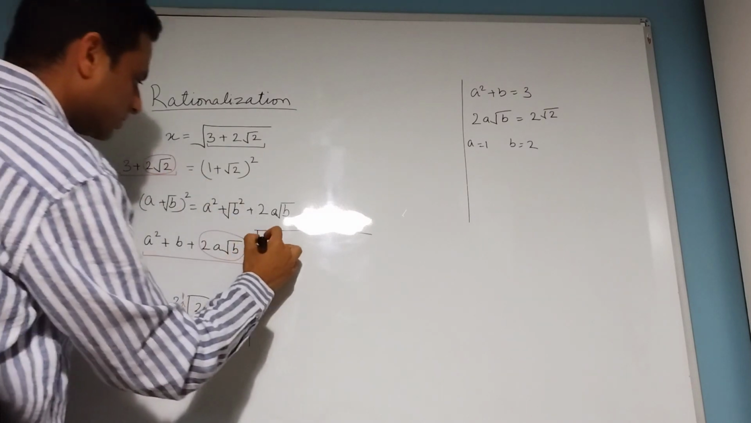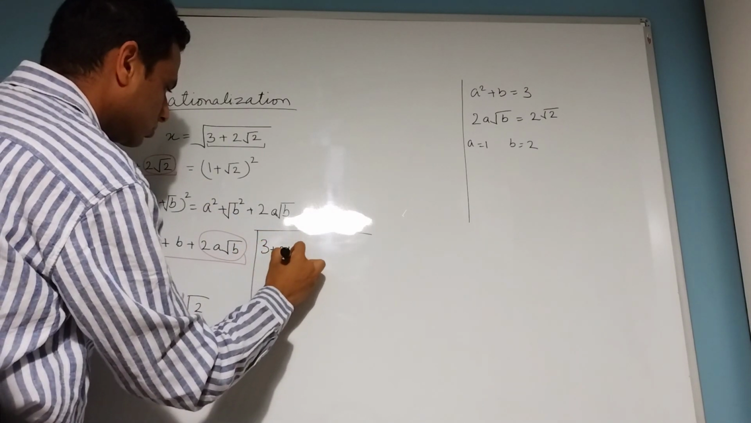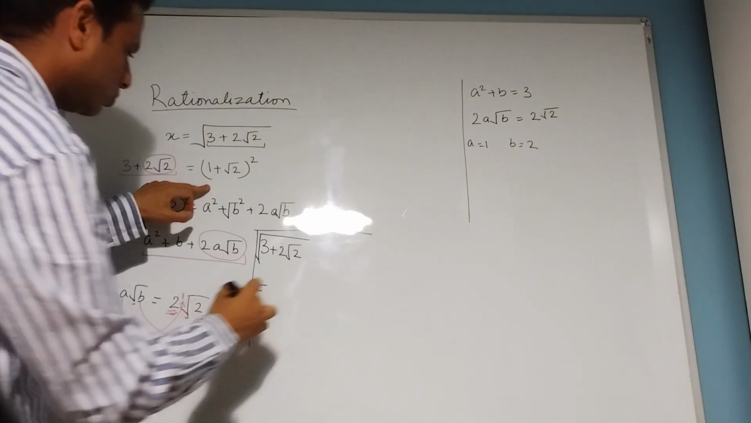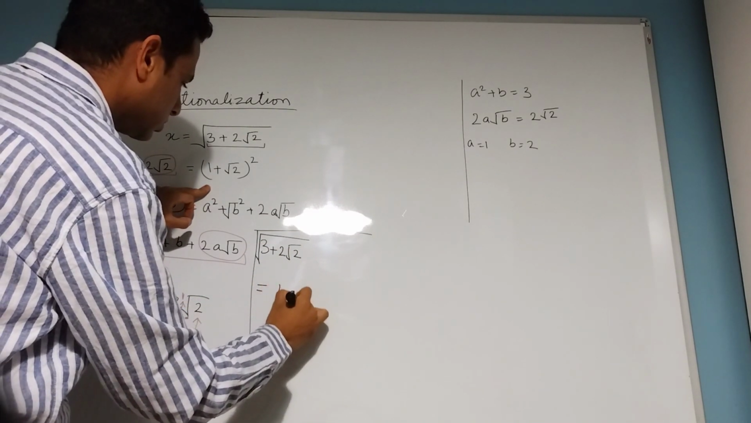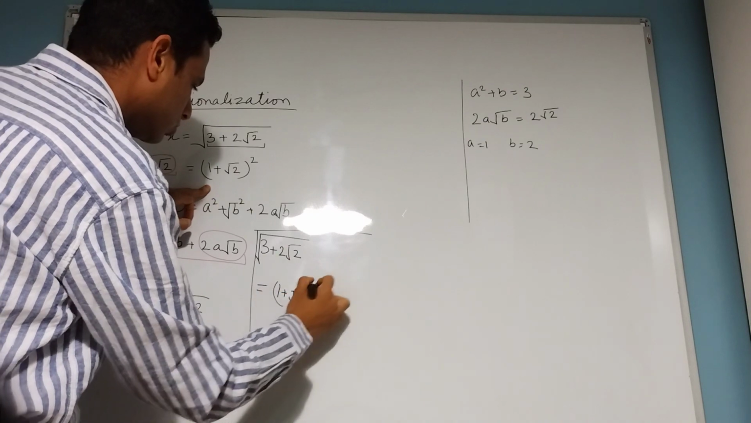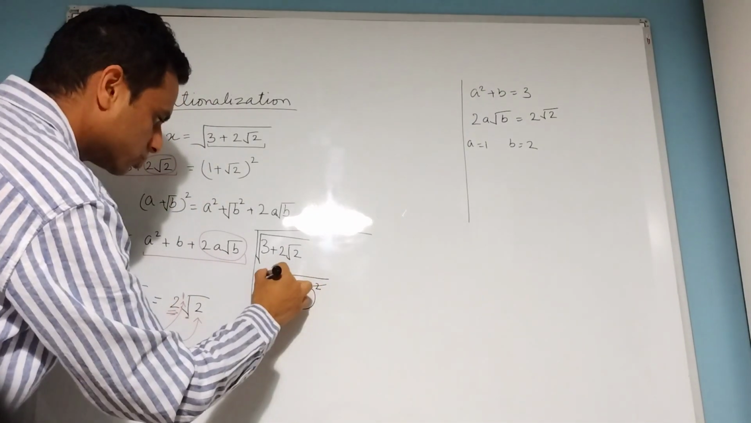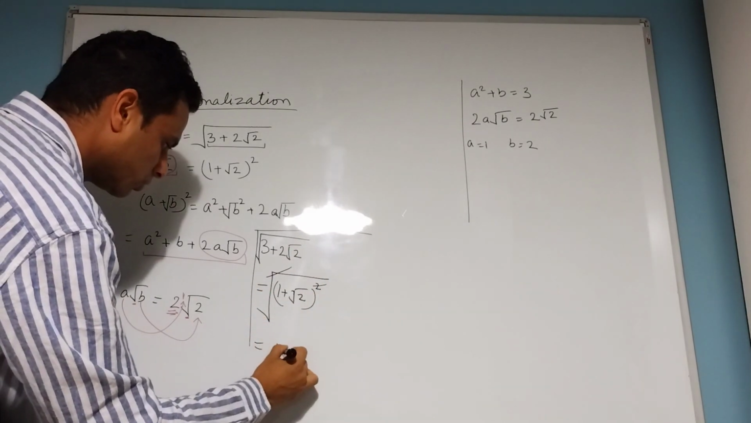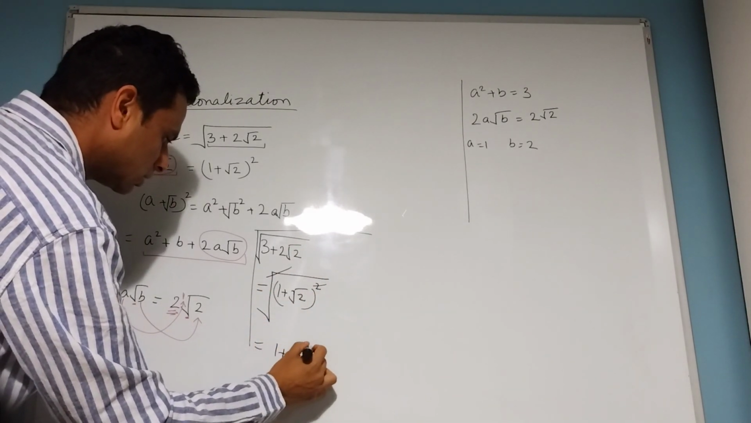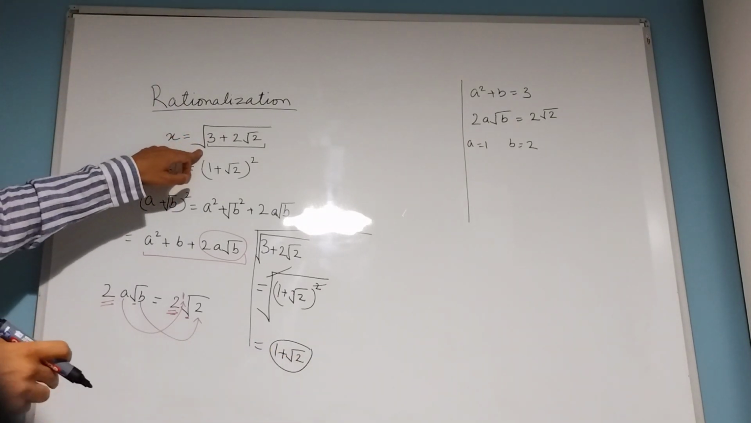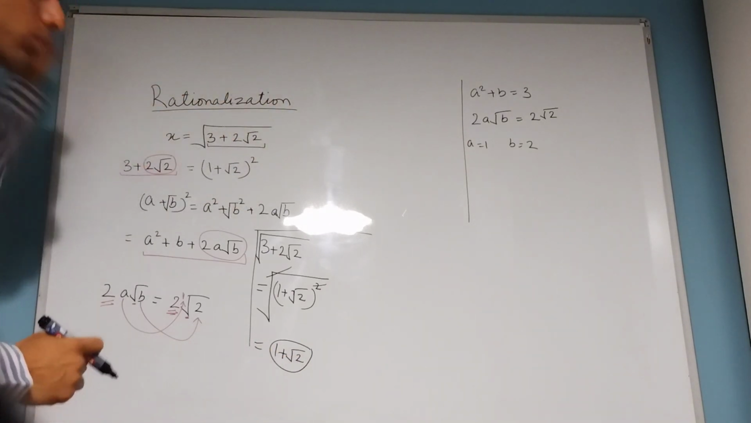the value of 3 plus 2 root 2 whole root will be equal to 1 plus root 2 whole squared and whole root. You can cancel this squared with the root. This becomes 1 plus root 2. So 1 plus root 2 is the simplified value of 3 plus 2 root 2 whole root.